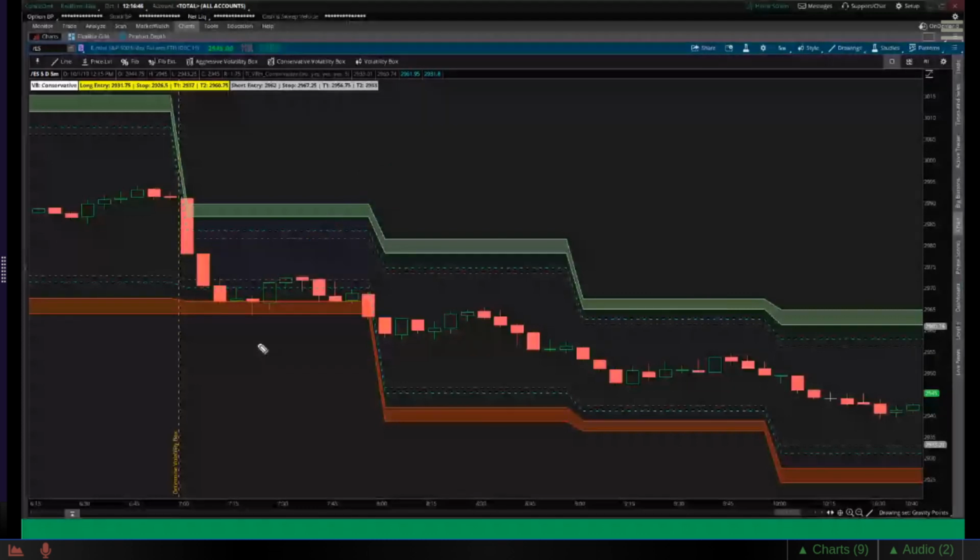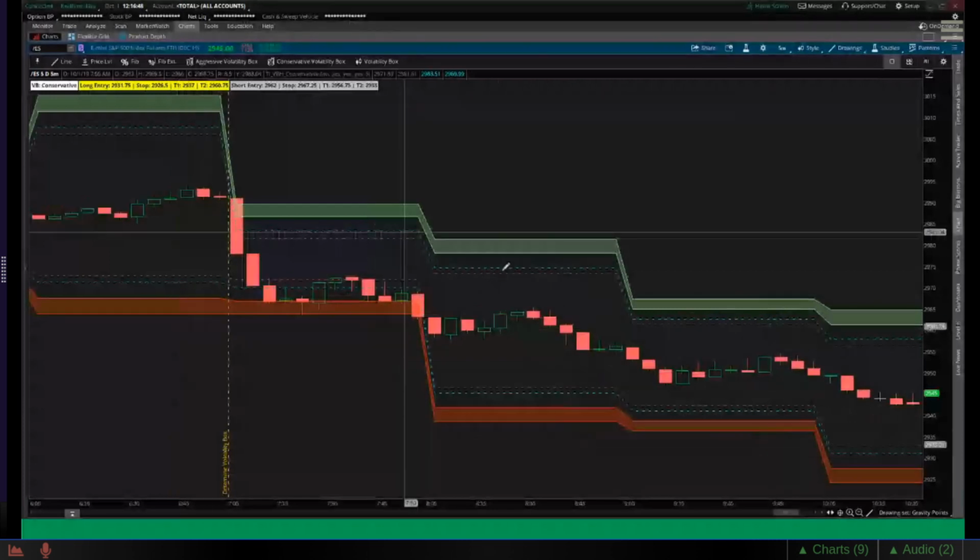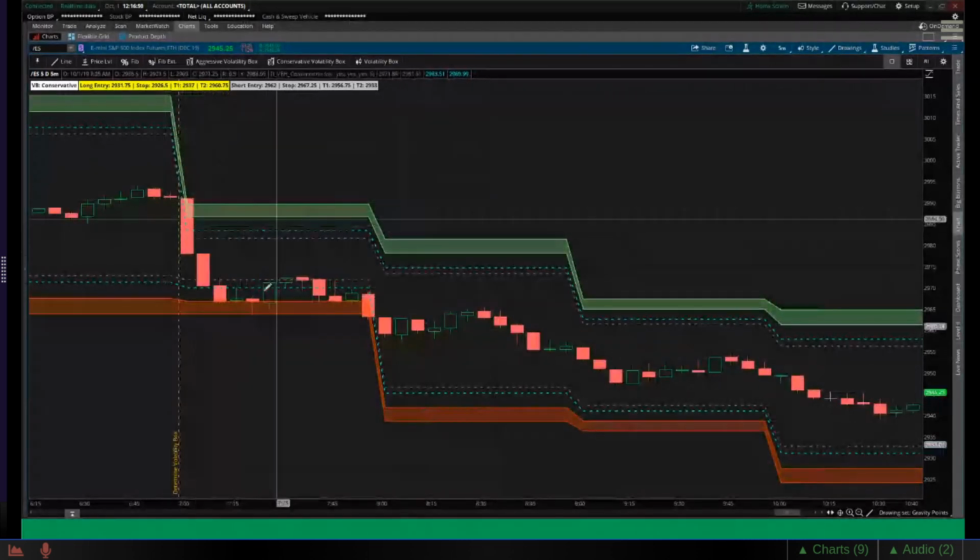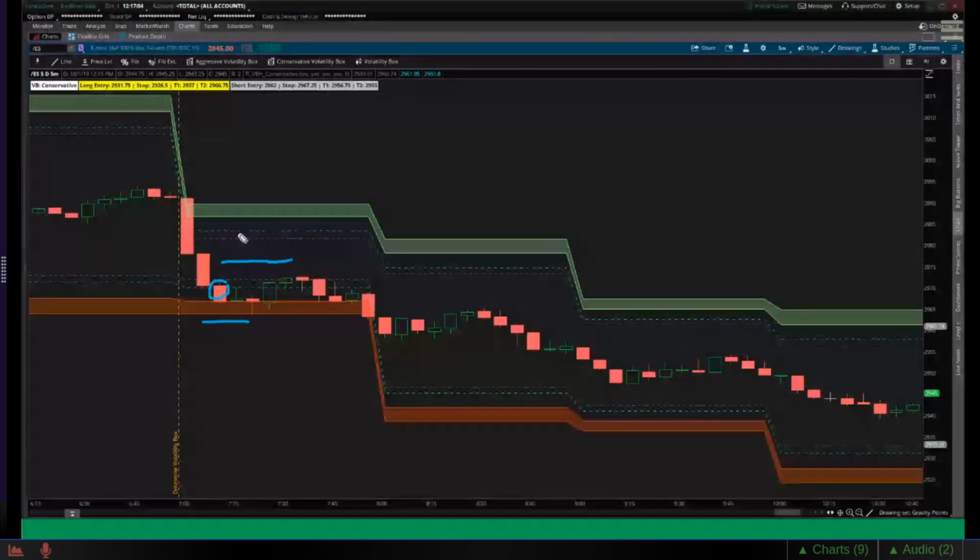So our first trade in the crude oil, or sorry, in S&P was to switch on over to our conservative volatility box and to try and pick this long. So we had our opportunity to go long here. Our stop was outside of the volatility box, and we were looking for a T1, which was somewhere right here. I think it was a 7.5 or 8 point stop. We'll cover this in our nightly video, by the way, Cobalt, if you'd like to subscribe on YouTube. But our second target was at the target line.